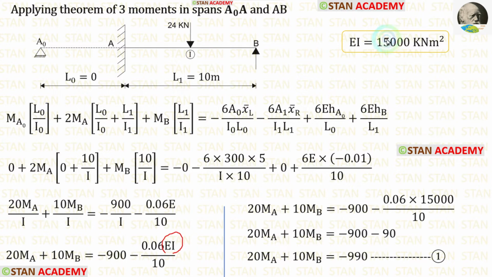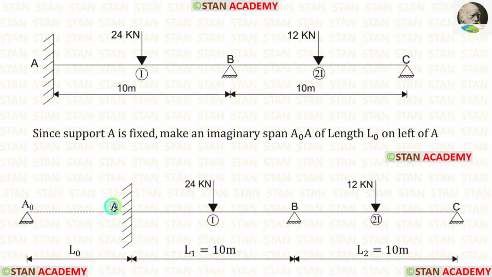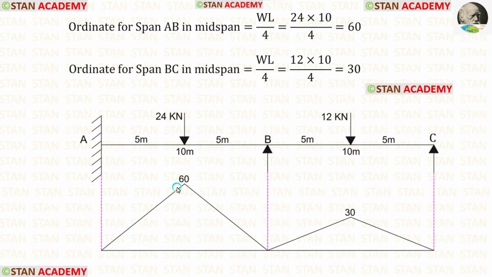Here let us apply the value of EI, 15,000 kN meter square. After the simplifications, we are making the first equation. Now let us take the spans AB and BC and form the second equation.